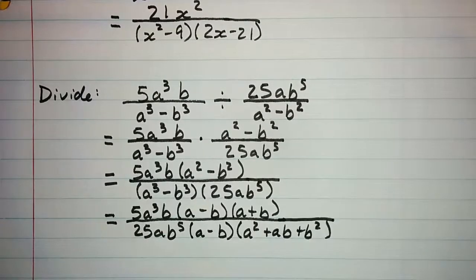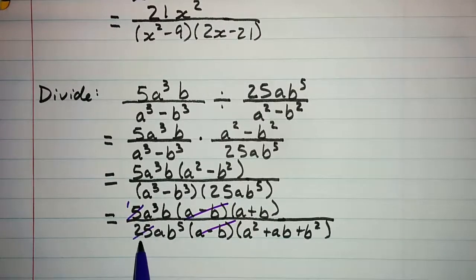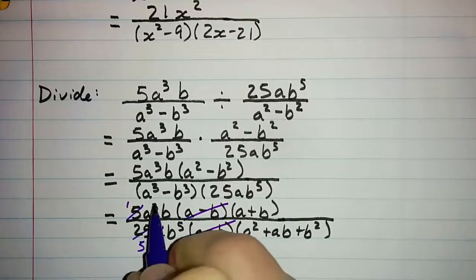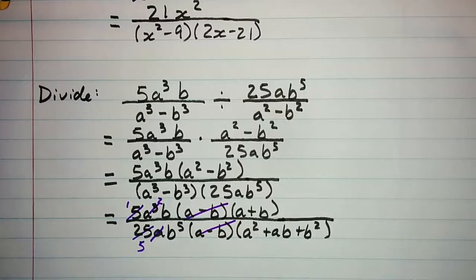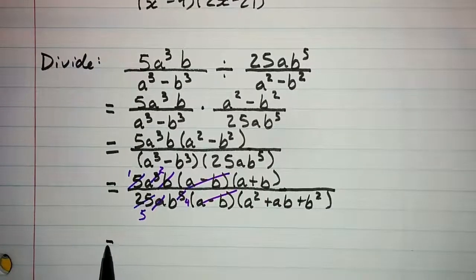What factors do we have in common then? Well, a minus b, certainly. 5 and 25 have a factor of 5 in common. A cubed and a have a factor of a in common. B and b to the 5th have a factor of b in common. And that's all. What are we left with?